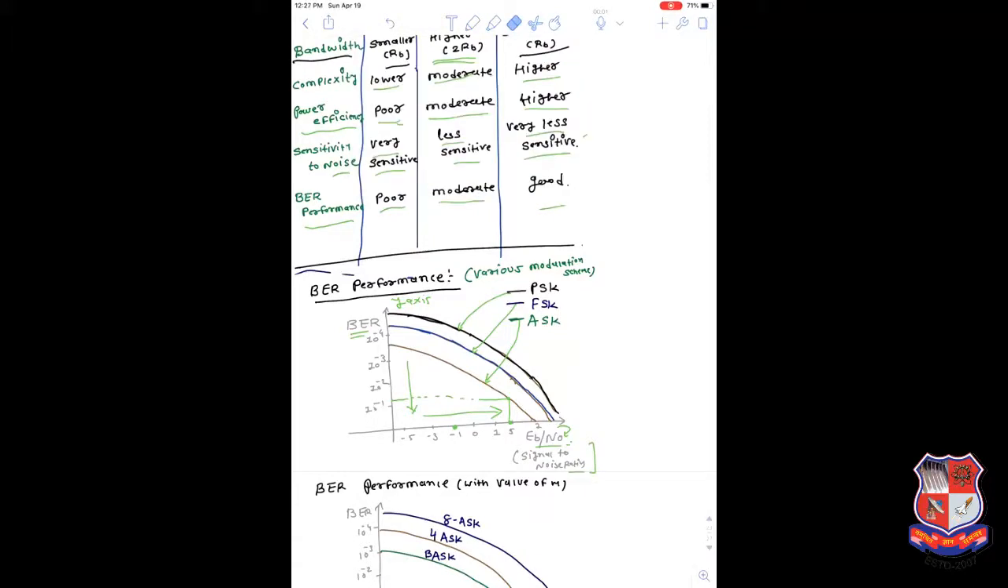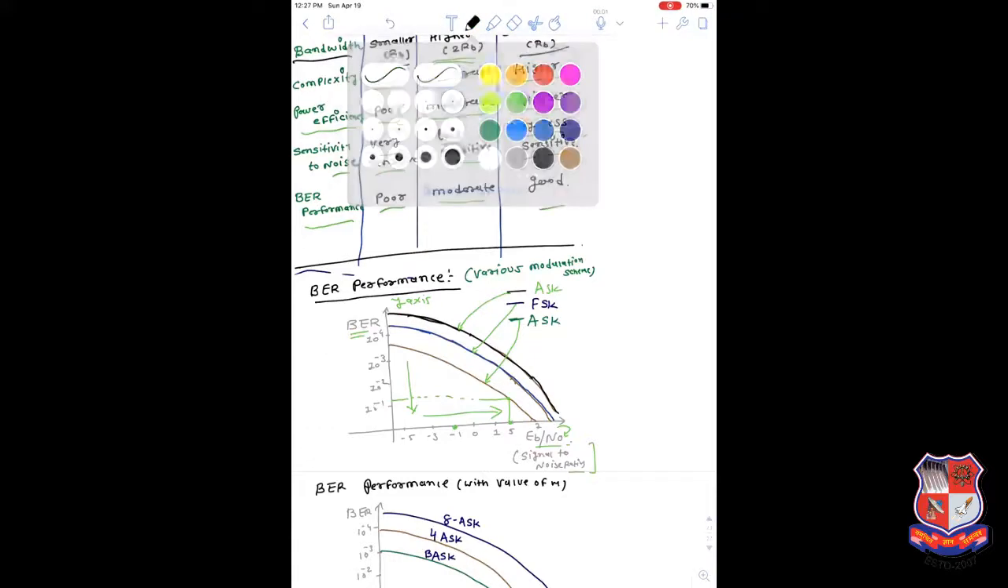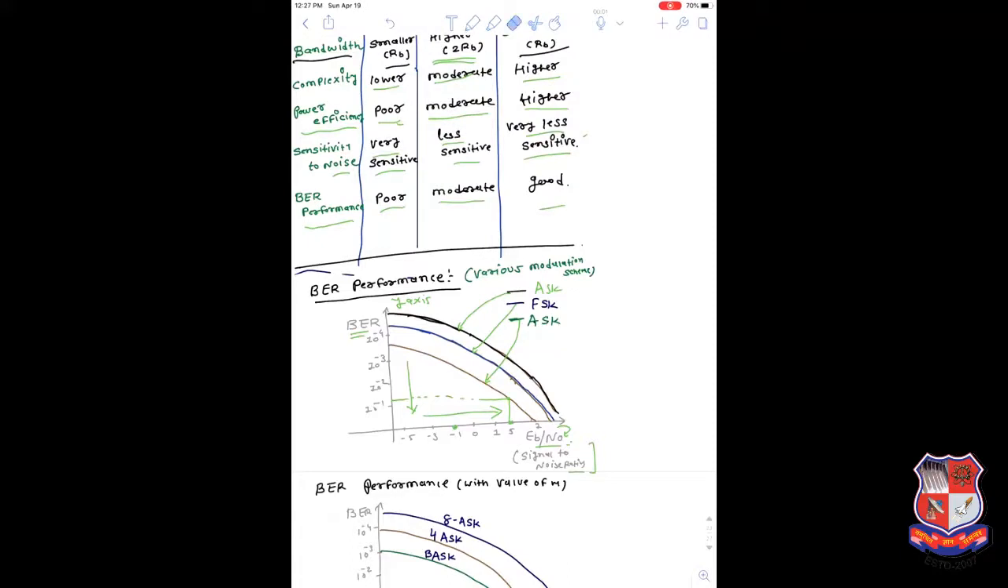It can be constructed like this way. This is the ASK, and this one is the FSK, and PSK. So what we can observe here for PSK at this point, we are getting this bit error rate, right? It's my mistake. It's an ASK, that is PSK, right?